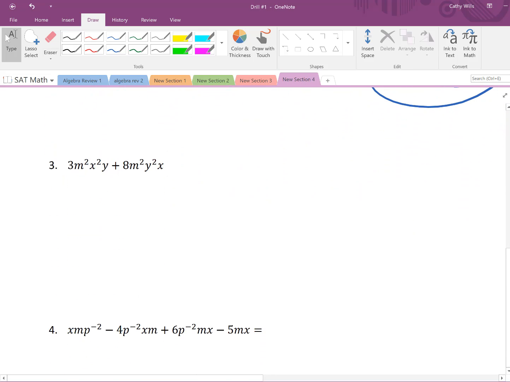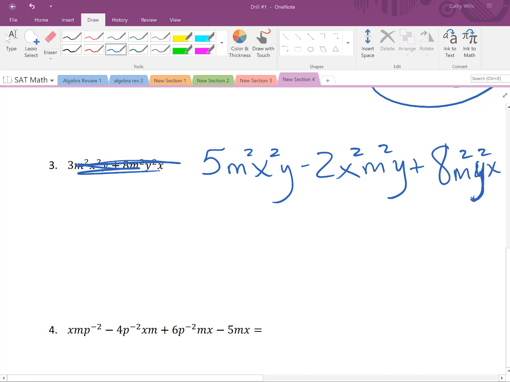Number 3. Oh, no wonder I missed a term on this one. Let me fix that for you. Okay, so that's the problem. That's what it's really supposed to be.